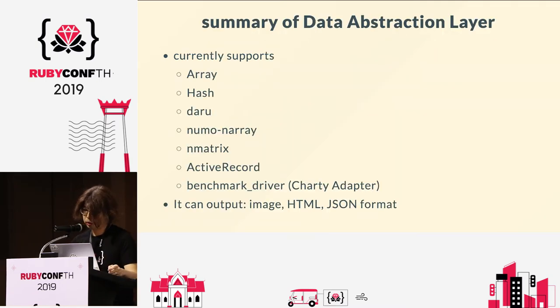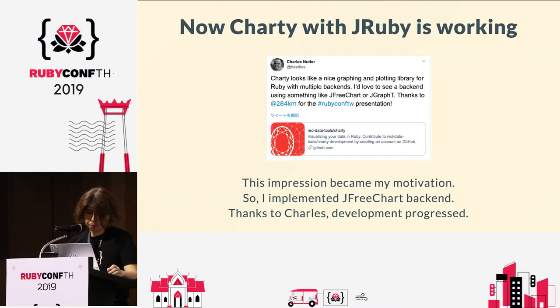Summary of the data abstraction layer: it currently supports array, hash, Daru, Numo::NArray, NMatrix, Active Record, and benchmark-driver as Charty adapters. It can output image, HTML, and JSON format.